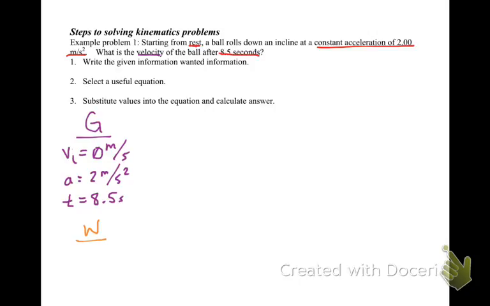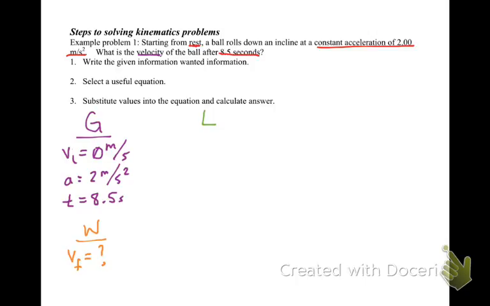They want us to solve for velocity. But here's the question. What velocity? We're starting from rest, we have our initial velocity. They're asking us, what's the velocity after 8.5 seconds? So they're asking us really about our final velocity. Granted, they didn't say in the question, what is the final velocity of the ball after 8.5 seconds? That's because you, as the reader, have to be able to pull that information out and understand that that's the final velocity. They're not always going to tell you that.